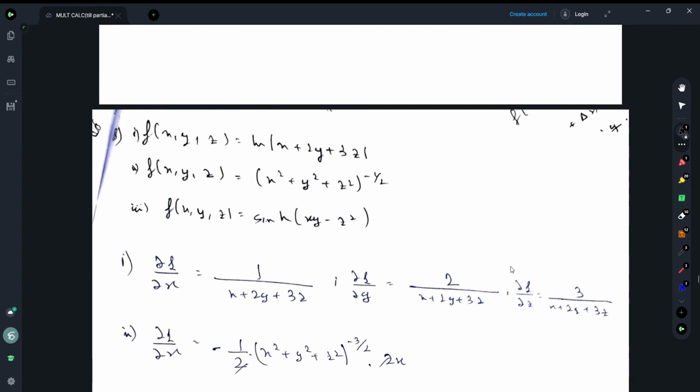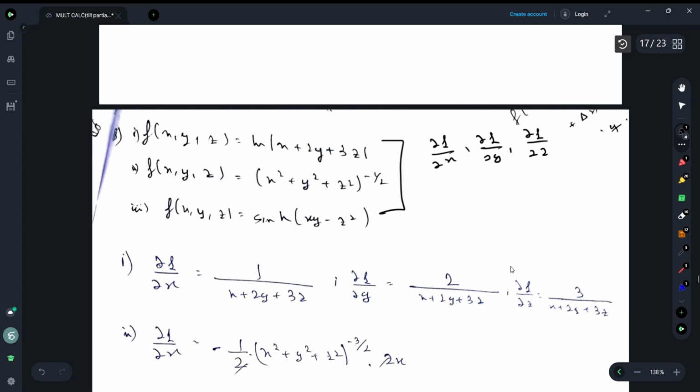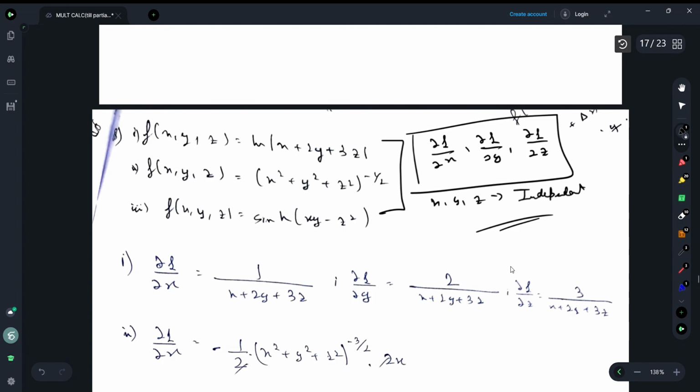Okay, so we are given some more functions here. So I request you to find the values of del f over del x, del f over del y, and del f over del z in these three problems. In these three problems, you can see that we have three independent variables. X, Y, Z all are independent variables. Okay. You can do these problems on your own.